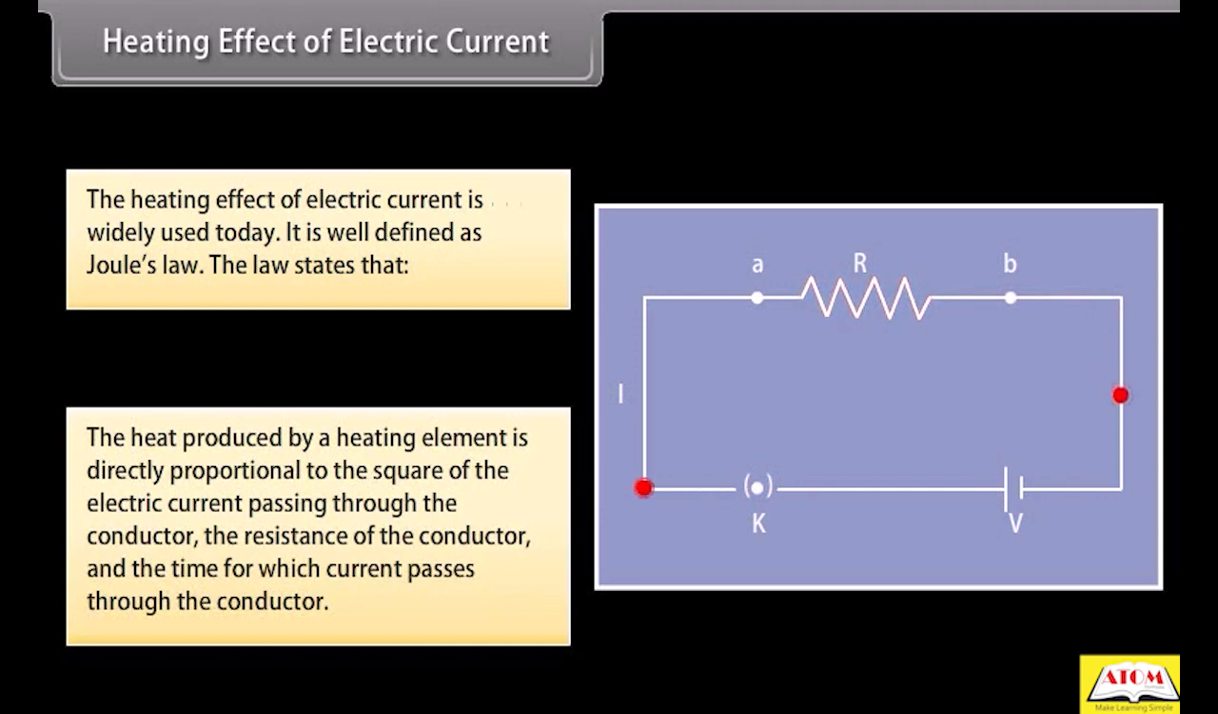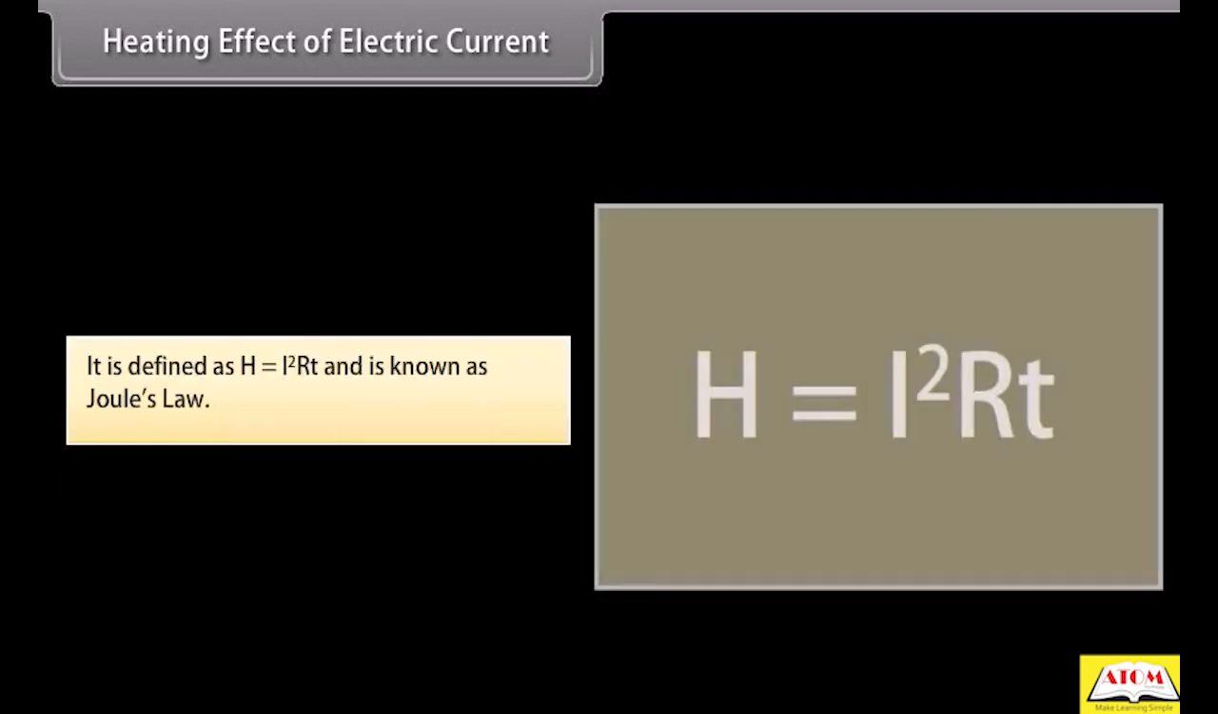The heat produced by a heating element is directly proportional to the square of the electric current passing through the conductor, the resistance of the conductor, and the time for which current passes through the conductor. It is defined as H = I²RT and is known as Joule's law.